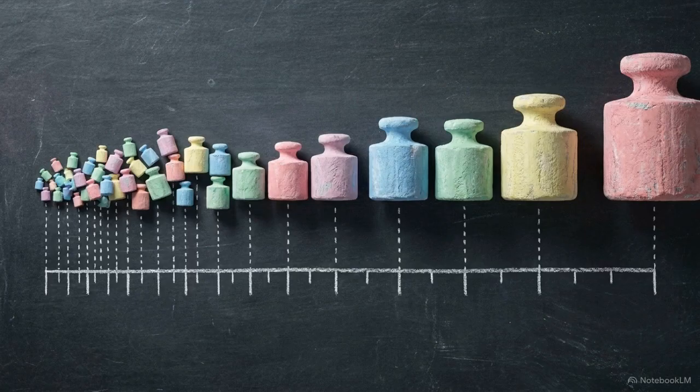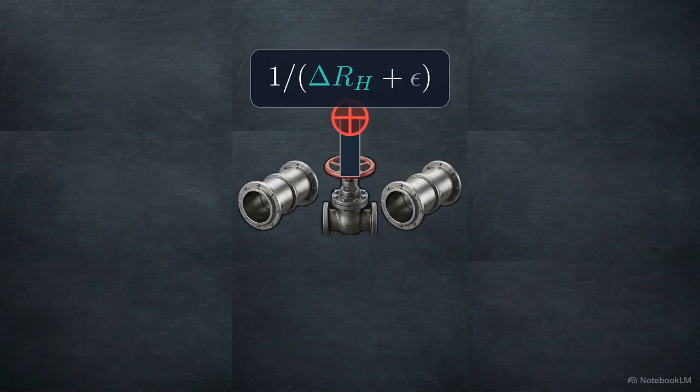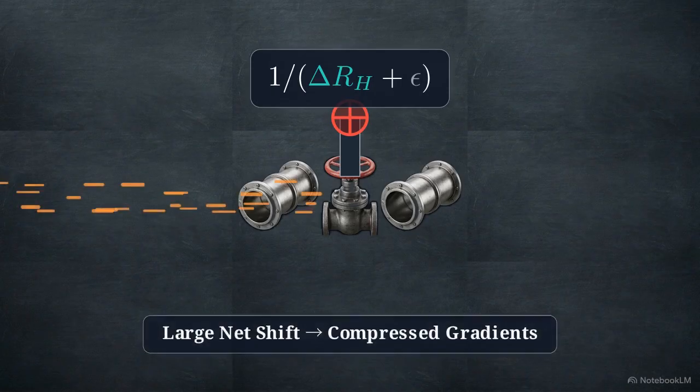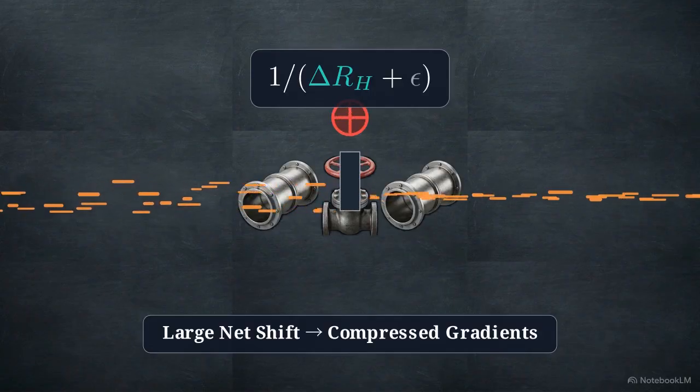This connects the model to the Weber-Fechner law of psychophysics, where equal multiplicative changes in intensity are represented as equal additive differences. Applying the chain rule to this log-scaled signal introduces an extra denominator term to the gradient flow, which acts as a dynamic valve for network updates. In regions with large net shifts, this term serves to compress gradients.